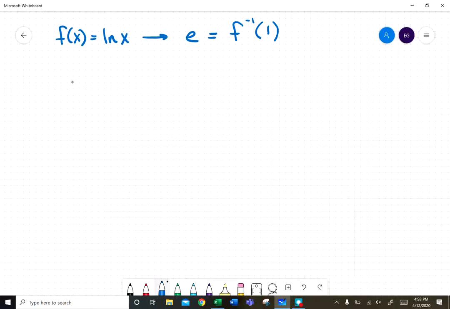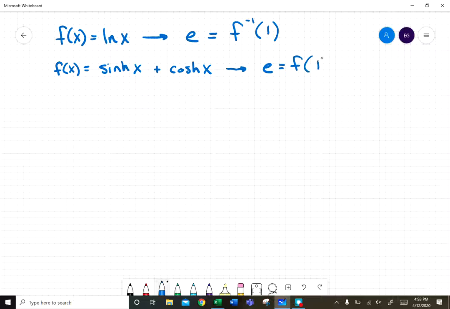We could define a different function. Let's say f of x is equal to the hyperbolic sine function plus the hyperbolic cosine function. And if we plug in 1 to this function, then e is equal to f of 1.